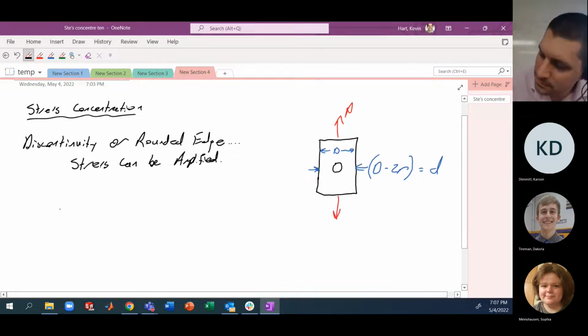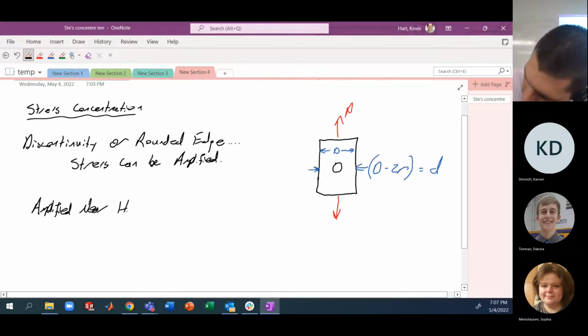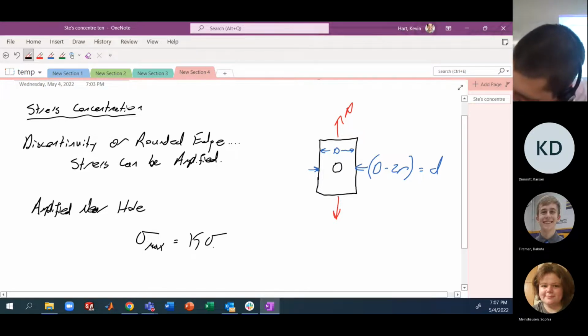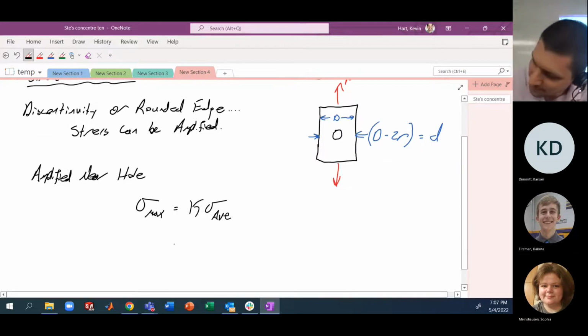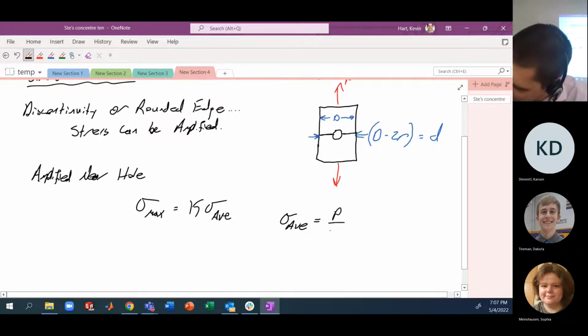In the state of tension, we'd say that stress is amplified near the hole, as the max stress in this region is some concentration factor K times the nominal, or what we call the average stress. In the vicinity of the hole, in this portion of the member, the average stress is just going to be P over little d times t, where t is the thickness of the plate into the page.